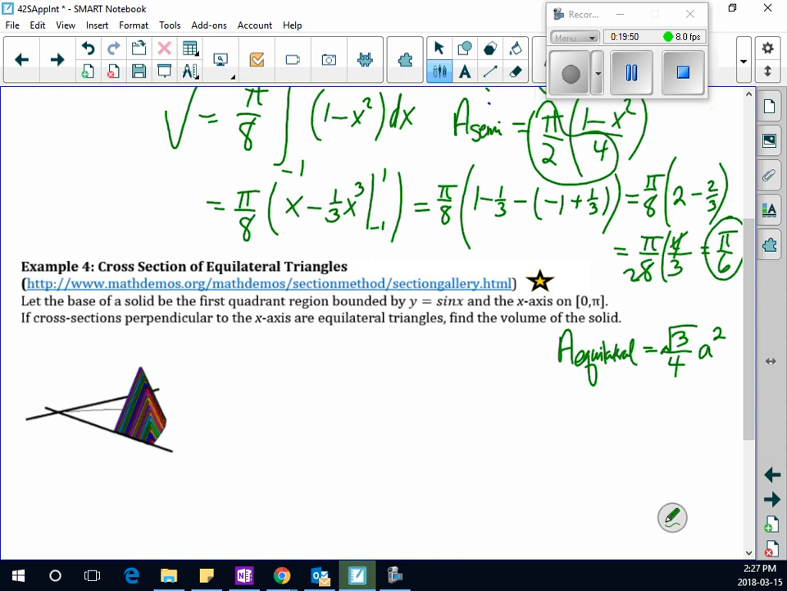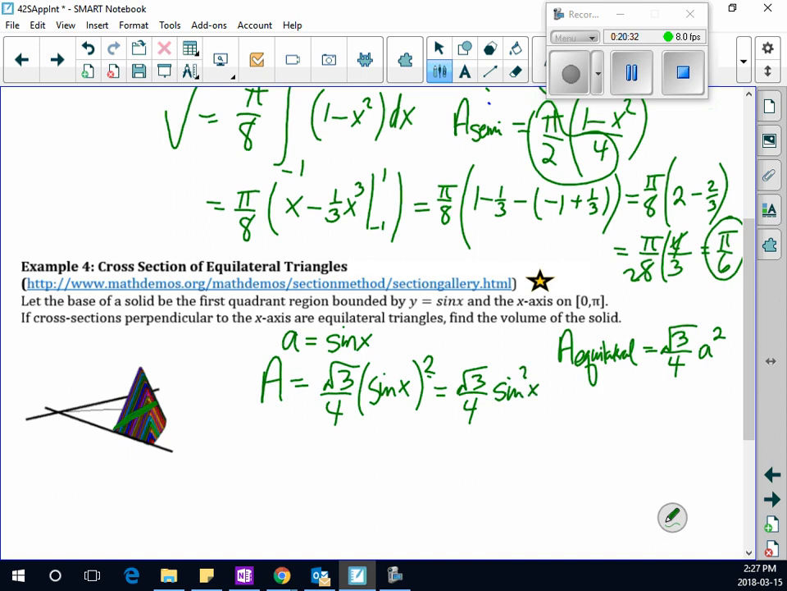We might just do this one on the calculator, to practice doing it on the calculator too. So what's going to be the length? I'm going to draw this triangle. What's this length right here of the triangle? Sine x, yes. So a is sine x, because it's whatever the y value is, right? So big A is going to be root 3 over 4 sine x, the whole thing squared. So what do I get? Root 3 over 4 sine squared x.